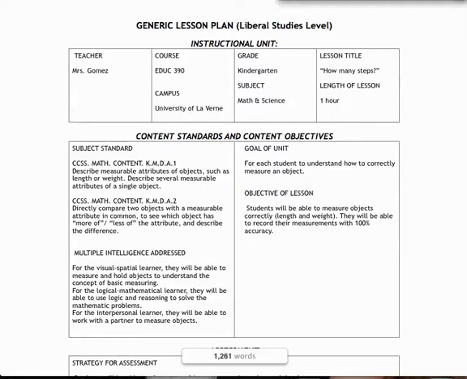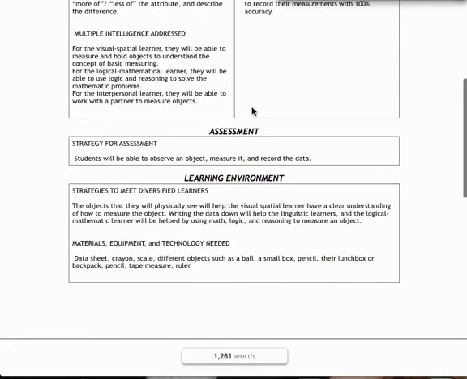The goal of my unit is for each student to understand how to correctly measure an object. Hopefully by the end of the lesson, students will be able to measure objects correctly using length and weight. They will be able to record their measurements with 100% accuracy. The strategy I'm using for this assessment is that students will be able to observe an object, measure it, and record the data.